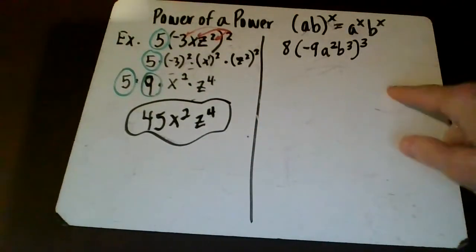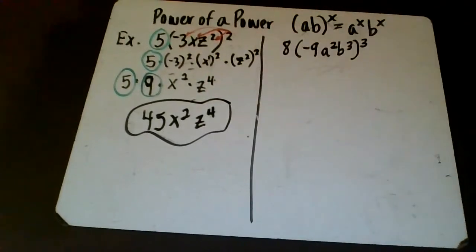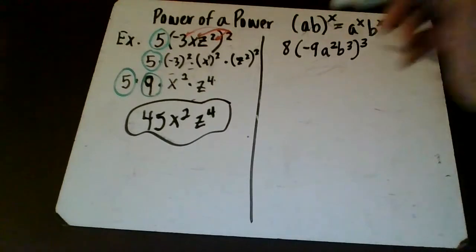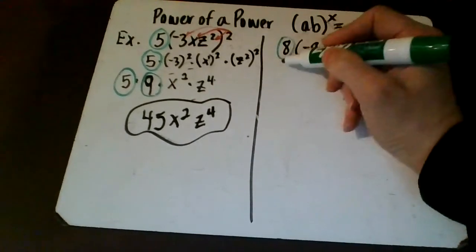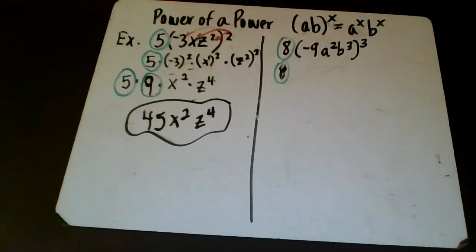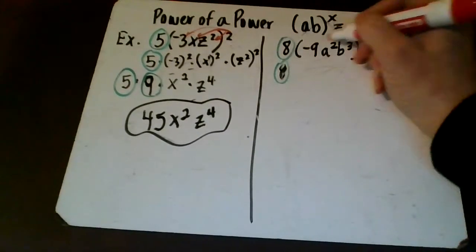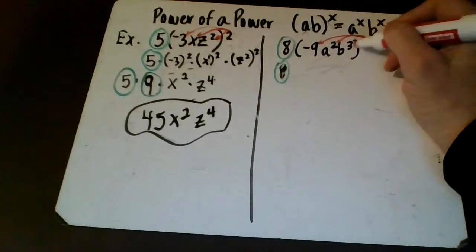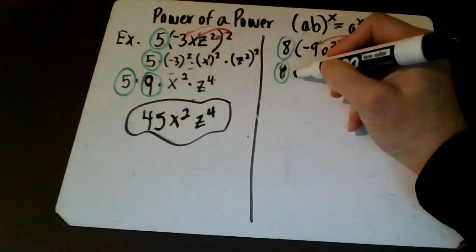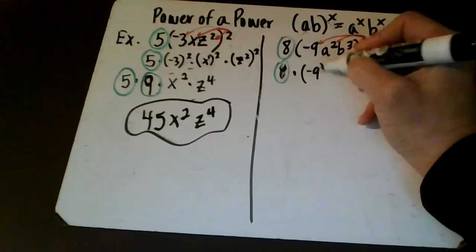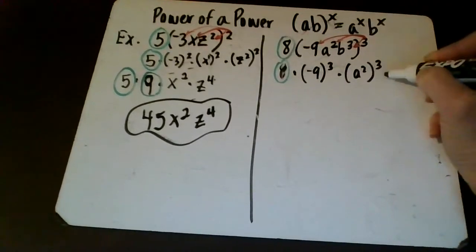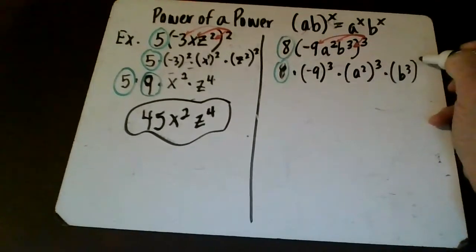Next one, very similar, same type of problem. Just going to do another example. So again, just bring the 8 down at this point. Distribute the 3 to the 9, the a, and to the b. So that would give you times (-9)^3 times (a^2)^3 times (b^3)^3.